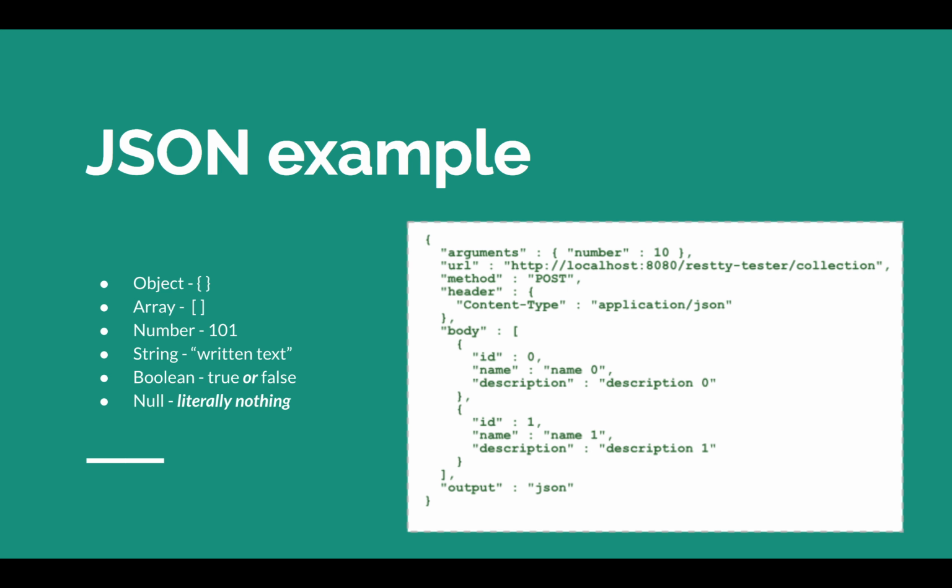On the left, you can see all the things JSON can be: object, array, number, string, boolean, and null. On the right is just a simple example of JSON I took from the internet. What you can see here is examples of objects. Inside of this body, you have a couple of objects which have the properties id, name, and description, where id is an integer and name and description are strings. And we can also see an example of arrays, where body itself is an array of objects.